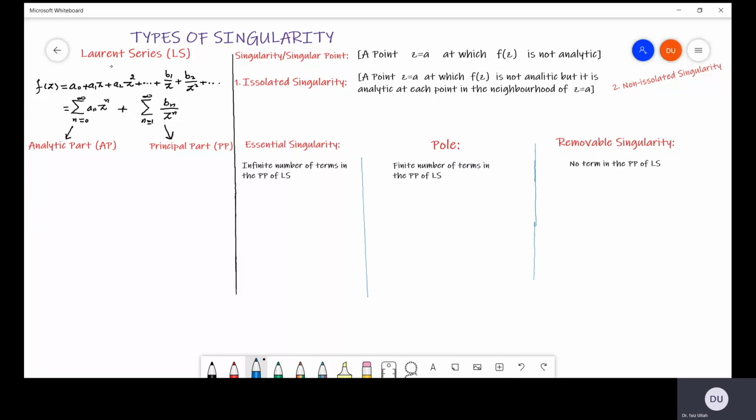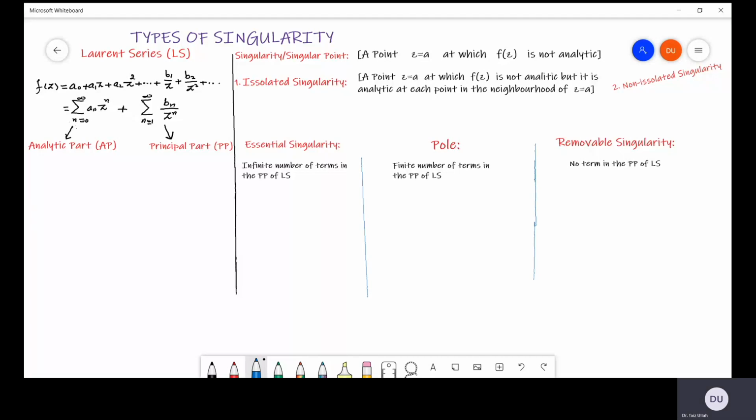We shall study types of singularity, but as the Laurent series plays an important role in determining the types of singularities, let us start from the Laurent series. It is a series of the form summation n from 1 to infinity a_n z^n plus summation n from 1 to infinity b_n divided by z^n. We can see that this series has two parts.